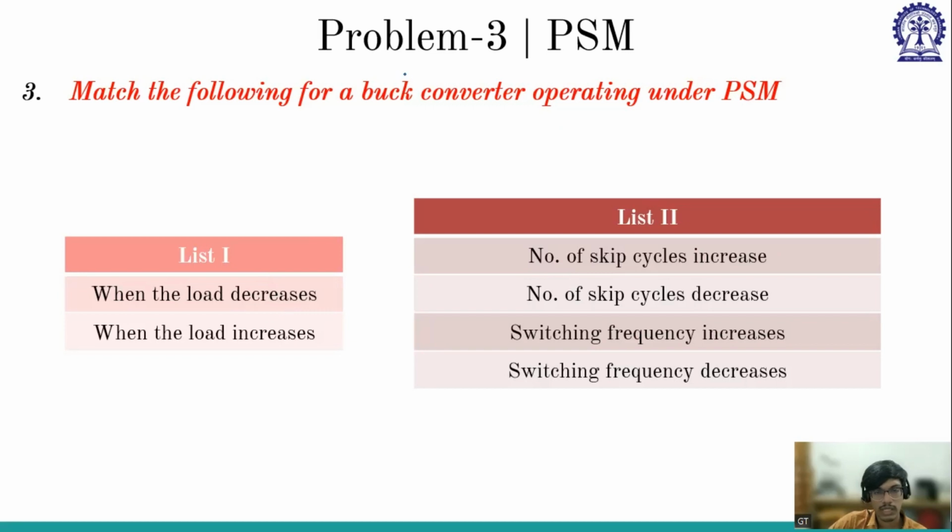So when the load decreases, yes, Shankar is saying skip cycle increases and FSW decreases. So when the load decreases, the number of skip cycles increases, and if the skip cycle increases, the switching frequency will decrease. And what happens when the load increases?